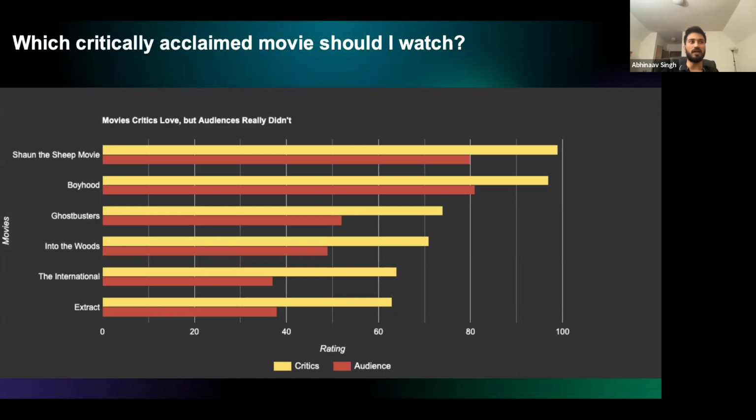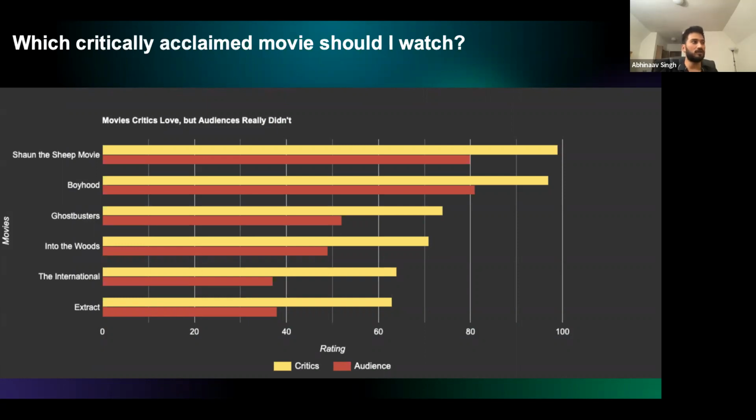and ones with high ratings relatively that I would like to see. For example, here we can see that if we compare Shaun the Sheep movie, which is at the top, and Extract, which is at the bottom of this infographic, we'd be able to see that the difference between the audience rating and the critics rating is higher for Extract. However, if we look at the absolute ratings, Shaun the Sheep movie is doing really well with ratings almost as close to 100%. So it's a movie that I'd want to see anyway.